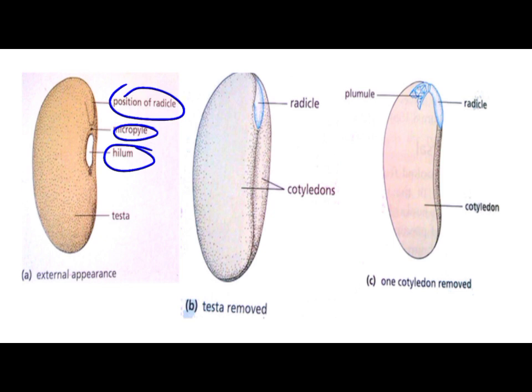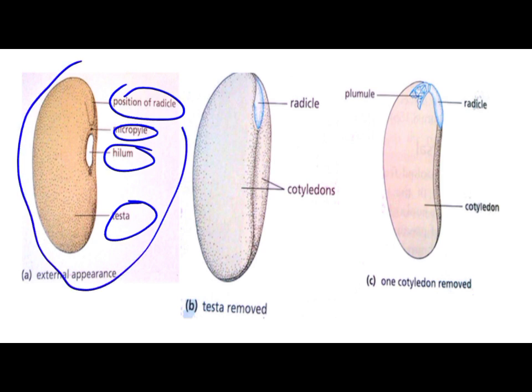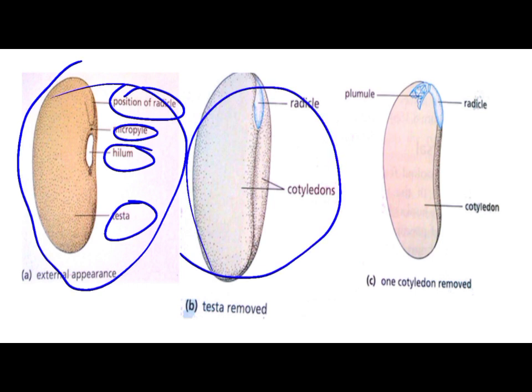You have the testa. The testa is also referred to as the seed coat. That's like the covering of the seed. Now this is a complete seed, the external appearance of a complete dicot seed. Here you have still a dicot seed, but the testa has been removed. When the testa is removed, you can see the cotyledon clearly, and then the radicle, which develops into the roots.